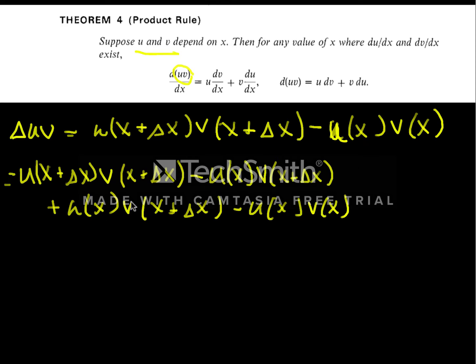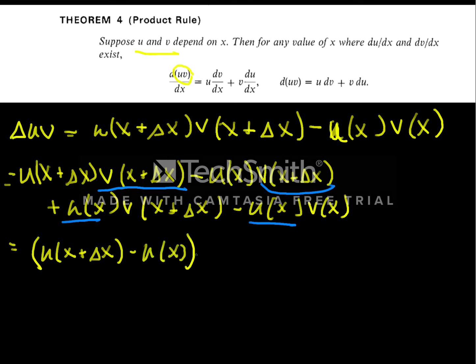And at first blush, I may be wondering, why would I do that? Well, again, by subtracting and adding, I've just included a 0. But this expression has this common term here, v of x plus delta x, that can be factored out. And the next group has the u of x that are common and can be factored out. And so I go ahead and factor those out. And this looks like u of x plus delta x minus u of x, the whole quantity, times v of x plus delta x.